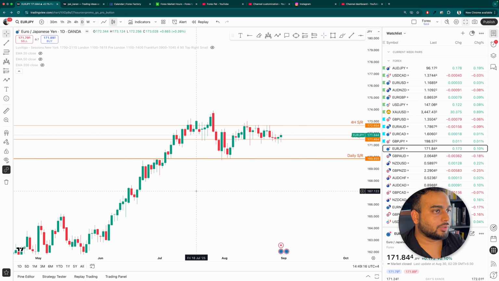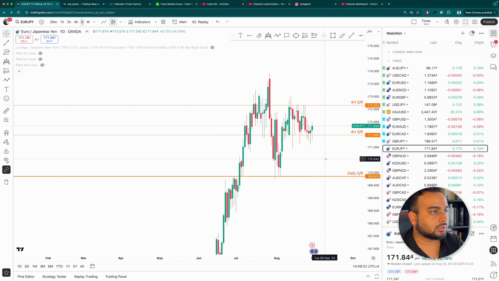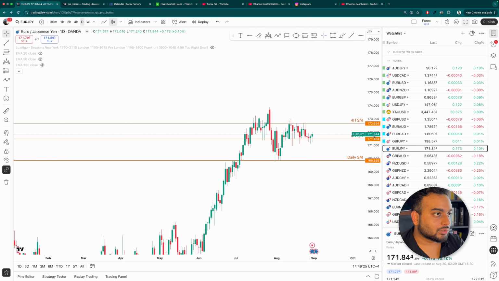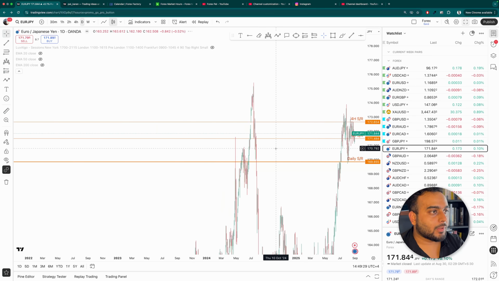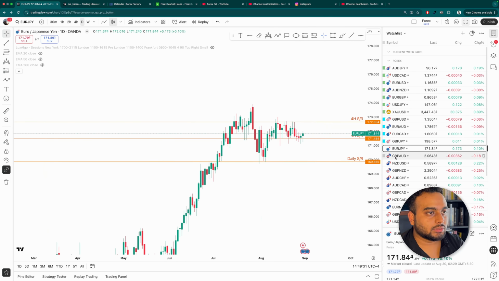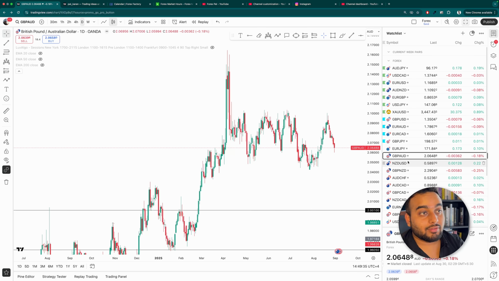Let's look at Euro JPY. Okay, daily movement is good. No, the daily movement is not so good. It's again ranging. Not interested. So I try to skip charts like this, because we have a lot of forex pairs.